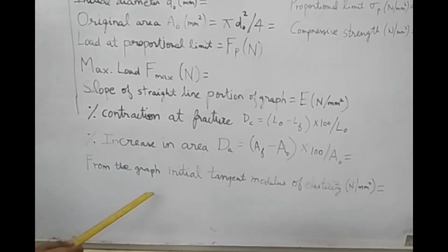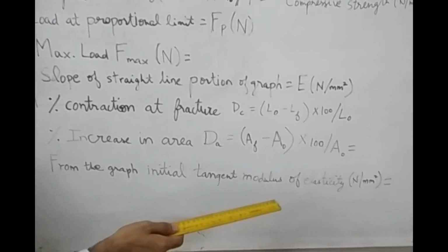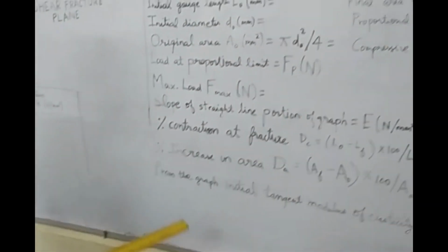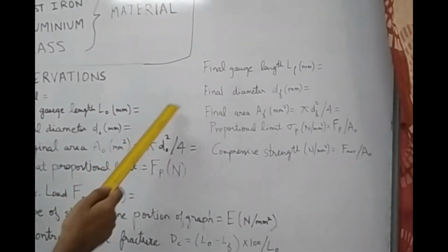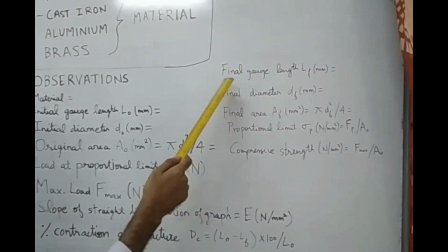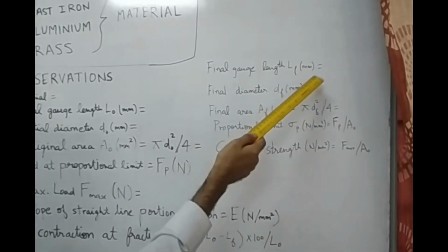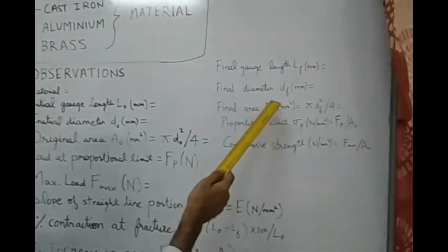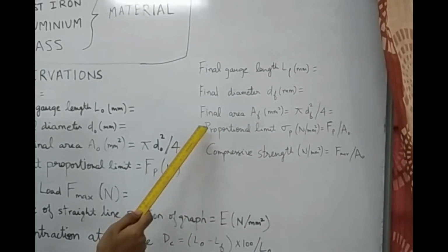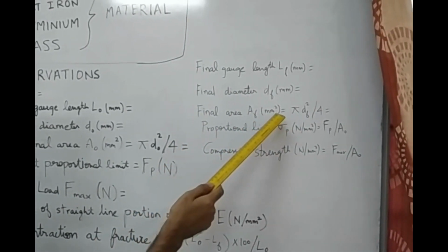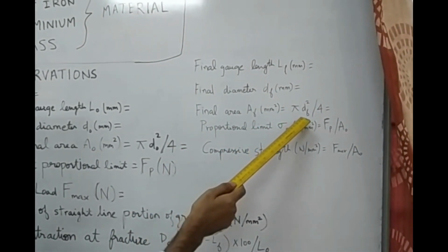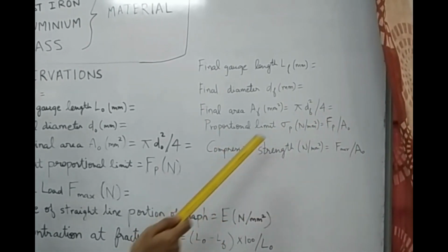And from the graph, initial tangent modulus of elasticity can also be determined. And finally, after the test is complete, we'll measure the final gauge length, LF, in millimeters, and final diameter, DF, also in millimeters. Then the final area, which is given as pi DF square divided by 4, in millimeter square.